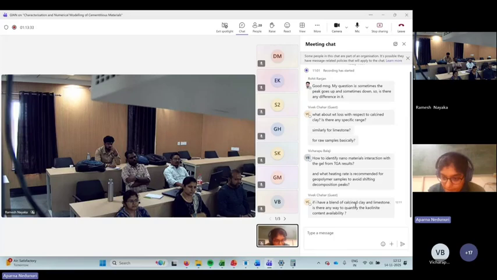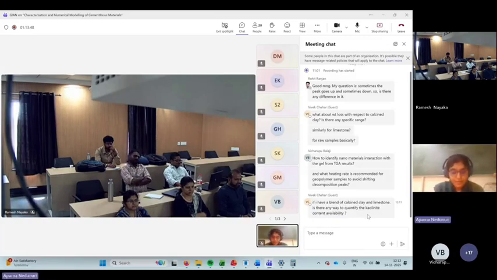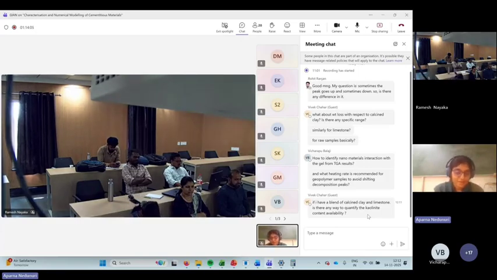If I have a blend of calcined clay and limestone, is there any way to quantify kaolinite content availability? Limestone will decompose somewhere near 600 to 800, but the calcined clay is made from kaolinite, so some thermal decomposition has already happened in the kaolinite, converting it to calcined clay. So I'm not sure how to quantify the remaining kaolinite which has not been converted to calcined clay.